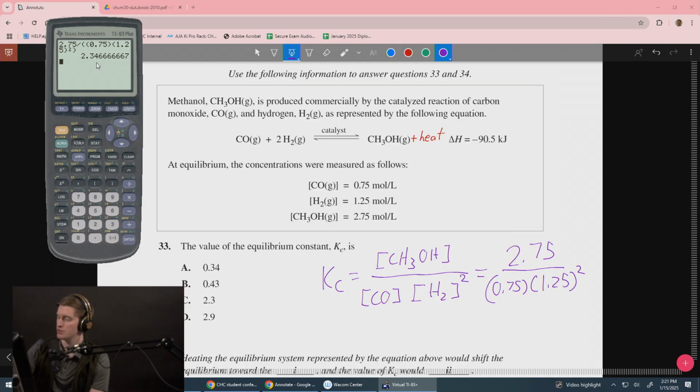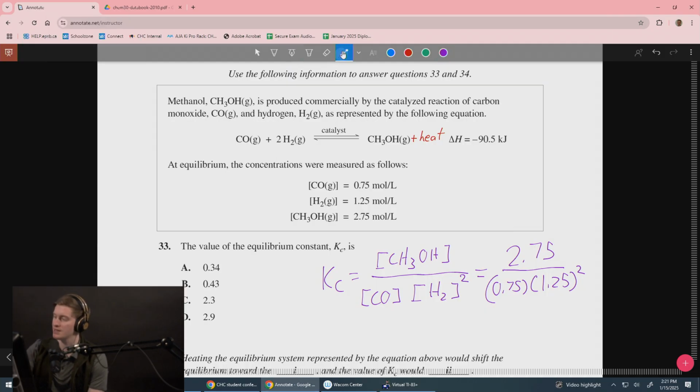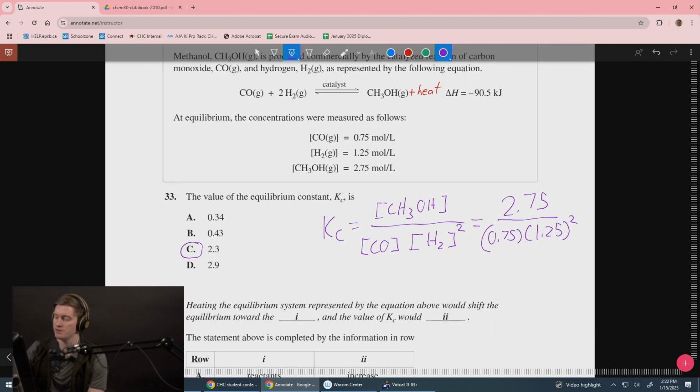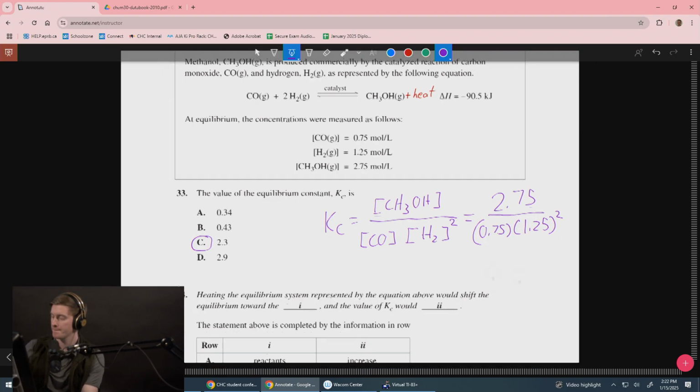But then they just give it to us in 2 significant digits, which makes sense because this only has 2 significant digits here, our concentration of carbon monoxide. So C is going to be our answer for our Kc value. They don't ask this in this question, but if we have a Kc value that's greater than 1, it means that we are favoring our products.